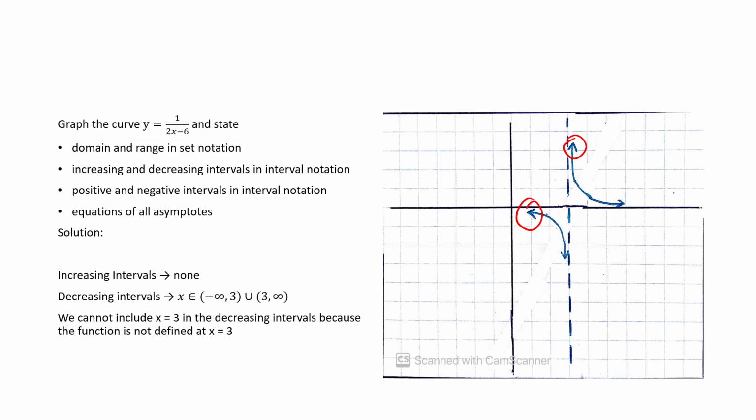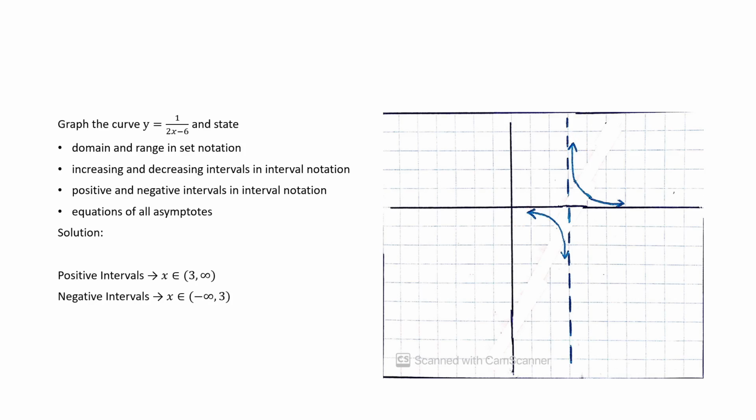Just as a reminder of these increasing and decreasing intervals, what it means is take any point on the curve and imagine a very small step to the right. Would you be going up or down? And no matter where you are on the curve, if you take a very small step to the right, you will go down. So every x value is part of a decreasing interval. But we cannot say x equals 3 is part of that because the curve is not defined there.